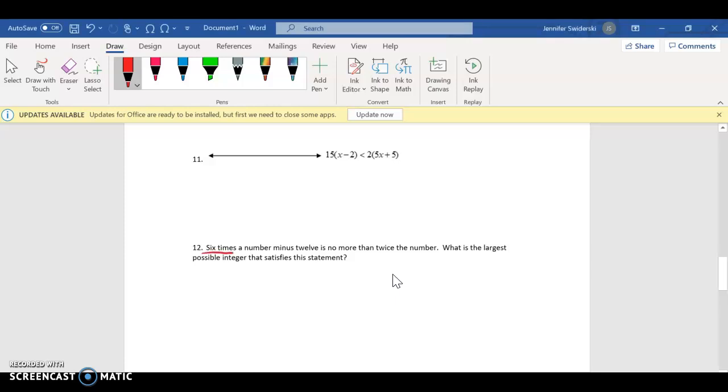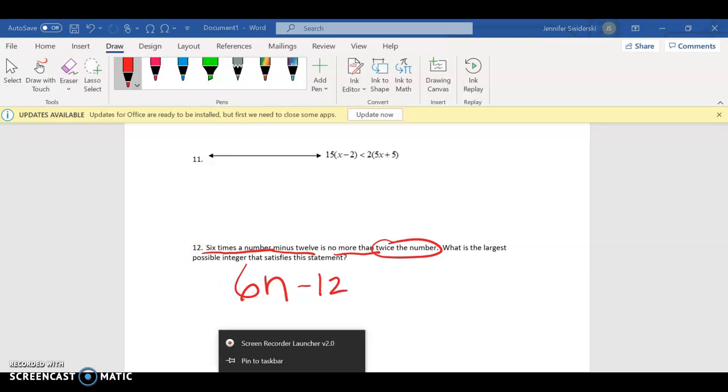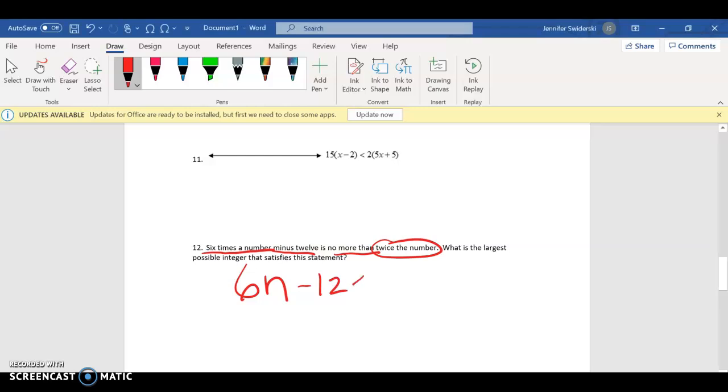It says 6 times a number minus 12 is no more than twice the number. Okay. So 6 times a number. How could I say that? Well, let's say my number's n. So 6n minus 12. No more than could also mean at most. That's less than or equal to twice that number. Well, twice that number would be 2n.